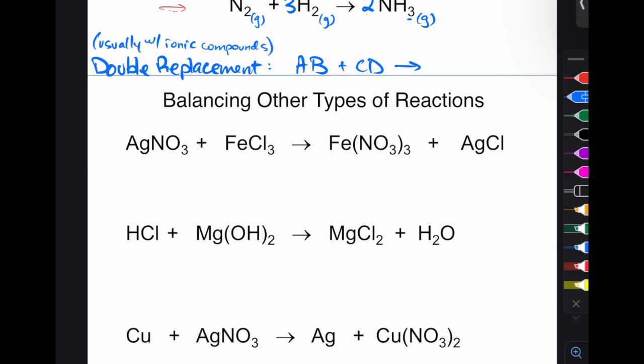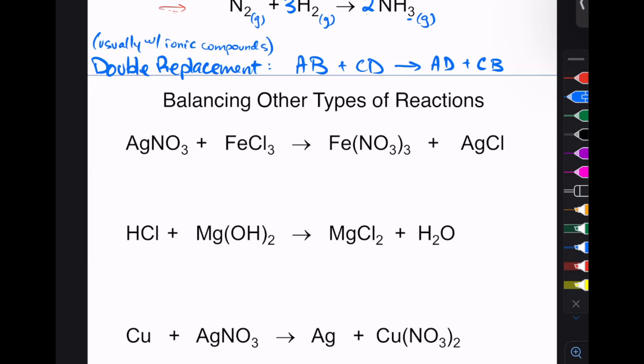And so now the cation and anion pairs are going to swap. So we always write this as cation first, okay? So now the A cation is going to be paired with the D anion, and the C cation is going to be paired with the B anion. Right? That's the general setup.